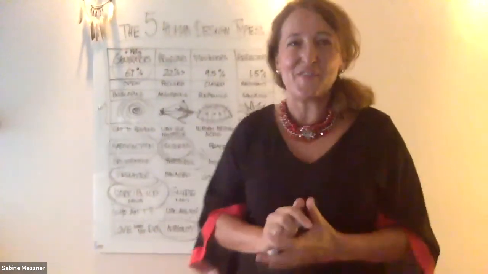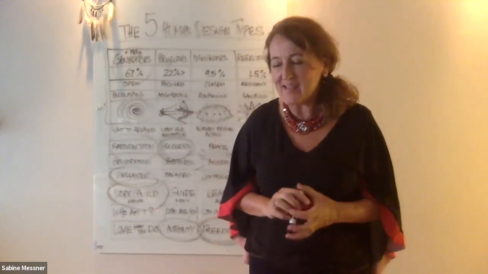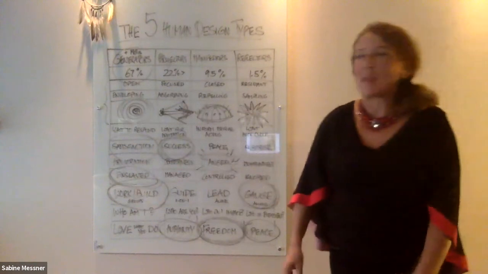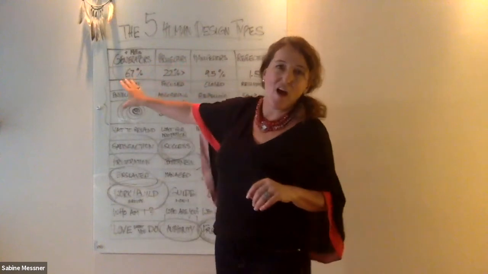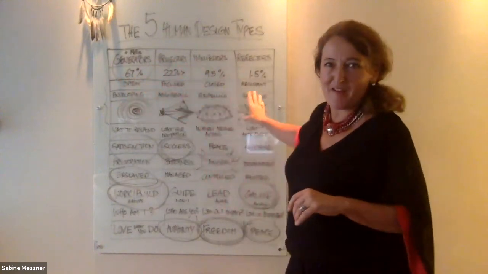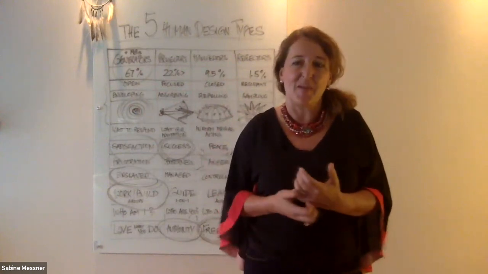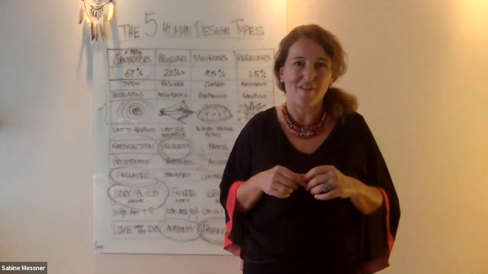So those are the 5 types. Of course, the manifesting generator is the 5th type. And let me have a sip of water here as I'm now sharing about the manifesting generators. So the manifesting generators are more than just the sum of the generators and the manifestors. You know, it's just like a relationship is more than the sum of the 2 people that are coming together.